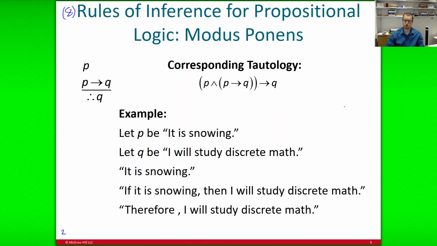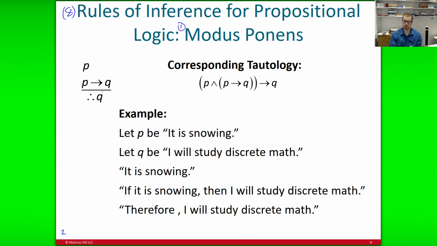Welcome. We want to consider rules of inference for propositional logic, and there are 8 of them that we're going to look at. The first one that we're considering is called modus ponens. This is a very common approach to writing a proof. That's what we're interested in doing in future sections.